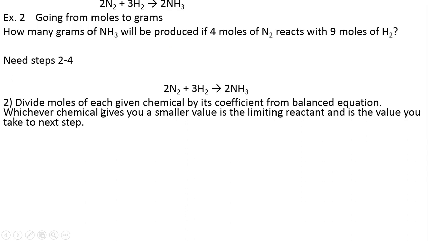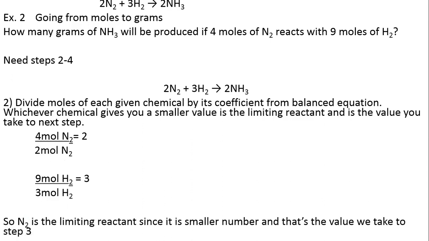So first things first, there's your balanced equation. We're going to divide by our coefficients, which for nitrogen is still 1. So 4 divided by 1 gives us 4, and then 9 divided by 3 gives us 3. Notice that because I have units for both of these, the units go away, so at the end of this I'm just left with a number. Which one of these is smaller? 3. There's our limiting reactant. Hydrogen is our limiting reactant. We're going to take that one to step 3.